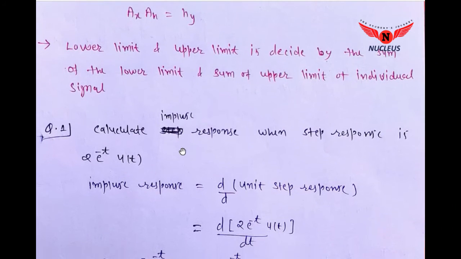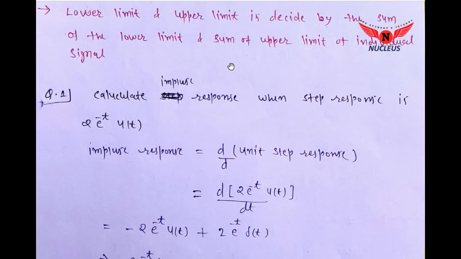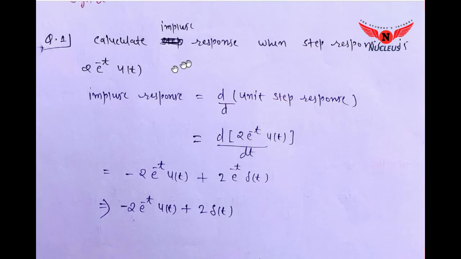The next point is that the lower limit and upper limit are decided by the sum of the lower limits and the sum of the upper limits of the individual signals. This point is important for solving convolution problems. So let's take one example. In this example we have to calculate the impulse response, where the step response is given as 2e^(-t)u(t). We know the relation between delta(t) and u(t): delta(t) is du(t)/dt. So the impulse response is equal to the differentiation of the unit step response.